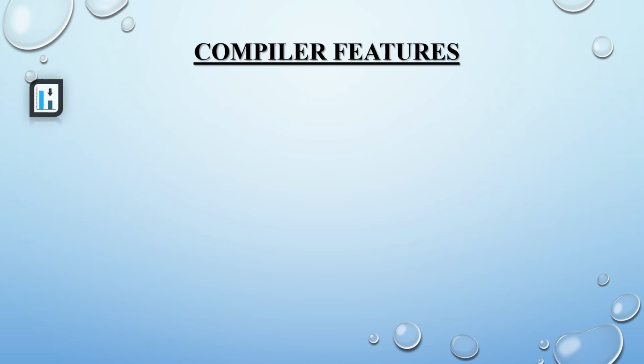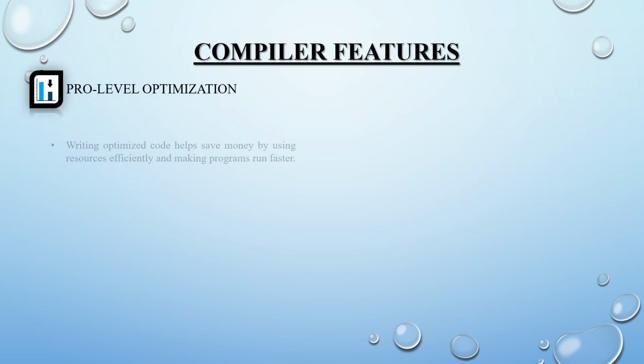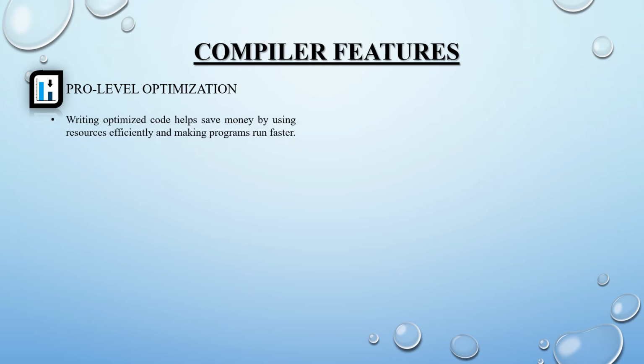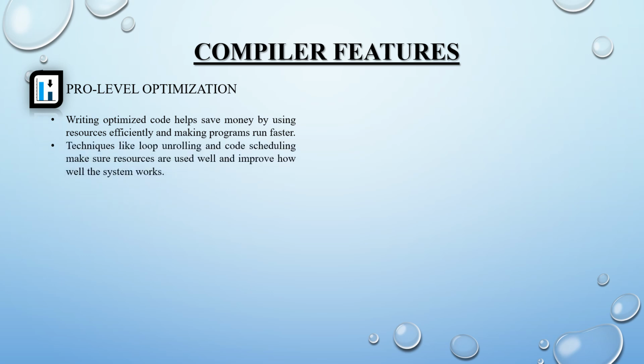Compiler features. Our first point is pro-level optimization. Writing optimized code helps save money by using resources efficiently and making programs run faster. Techniques like loop unrolling and code scheduling make sure resources are used well and improve how well the system works.